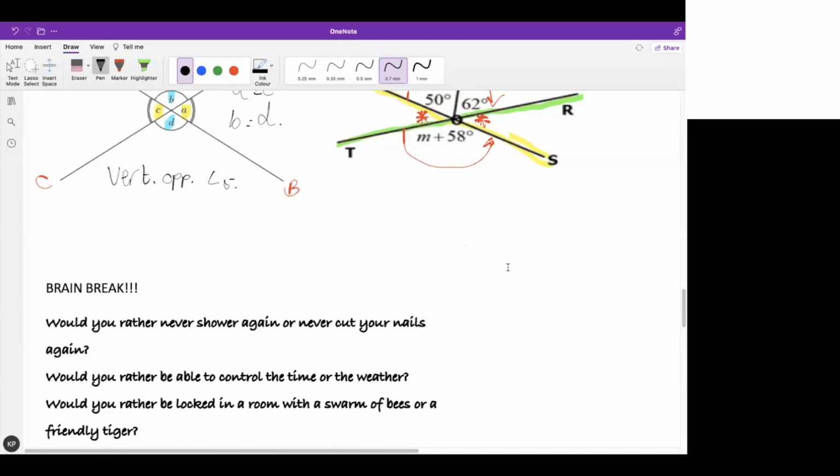It's just a friendly tiger, so we won't have to worry about it eating us. Yeah, I'd always choose a friendly tiger, guys. No one chose bees. Did you see that? In another class, someone was like, well, with the price of honey these days, I'll take the bees. Wow.